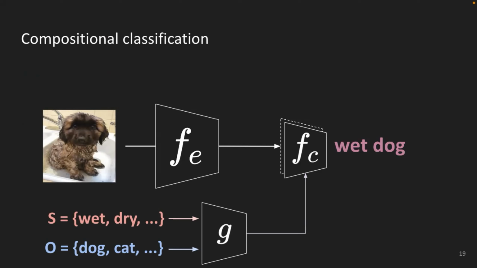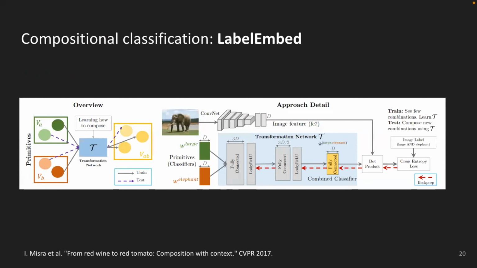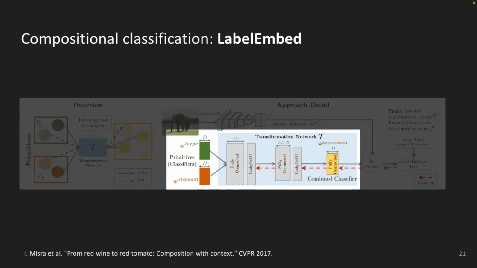Okay, now the point is how do we implement this function G to make it work? This is what they proposed in the very first work, From Red Wine to Red Tomatoes, that I described before. Of course, the image is pretty large, but just focus on this bit, where they do exactly what I described, in the sense that they take as input the objects and the states, and they have this function, a multi-layer perceptron that predicts a classifier, a fully connected classifier. This is one way of doing it.